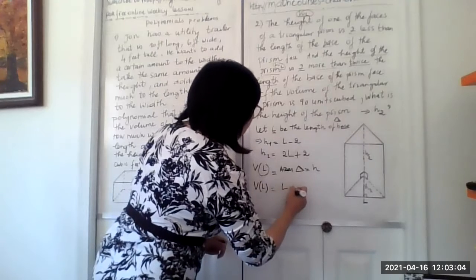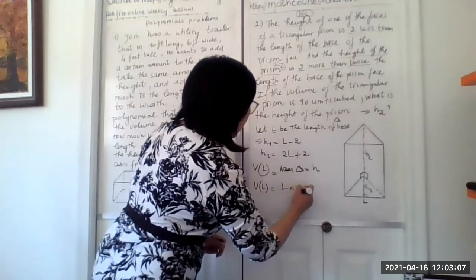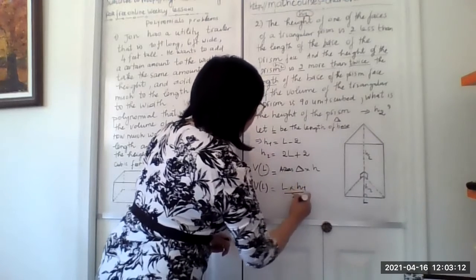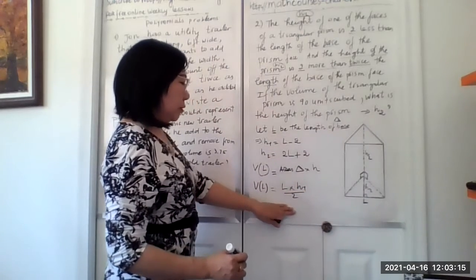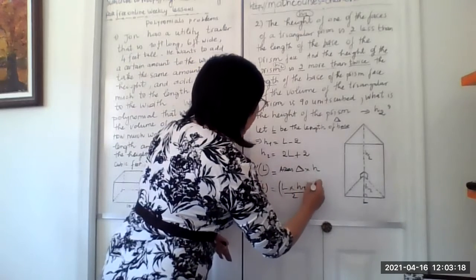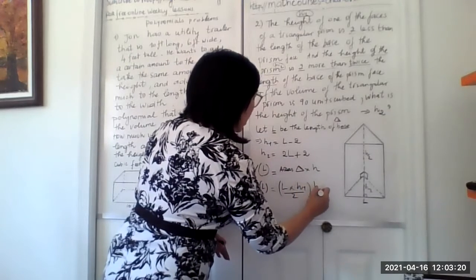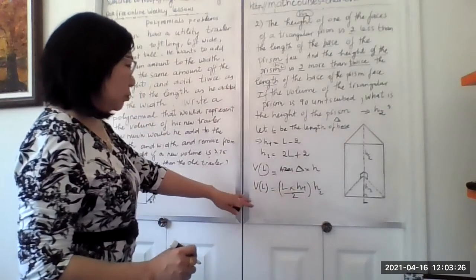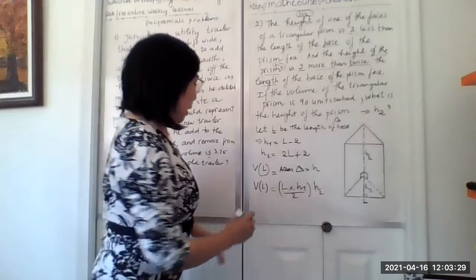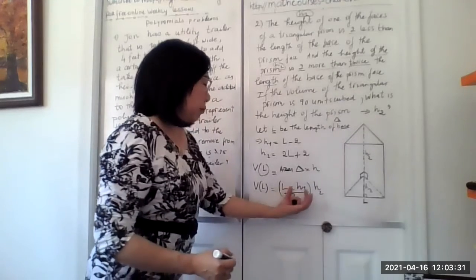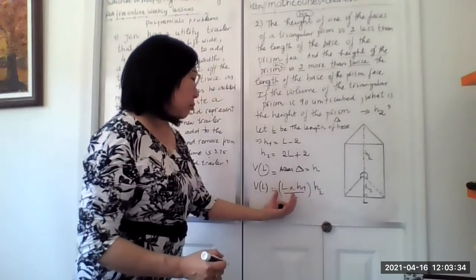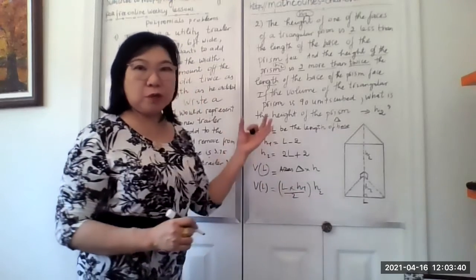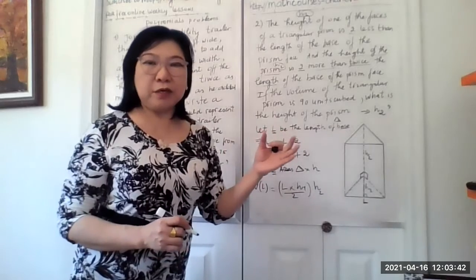And our base here is L. So it will be equal to L times height, height 1, divided by 2. That is the formula of the triangle. Now this will be multiplied by the height of the prism, which is height 2. So we're done with this, but now we have to substitute into V of L. We have H1, H2, L. So we have 3 variables.